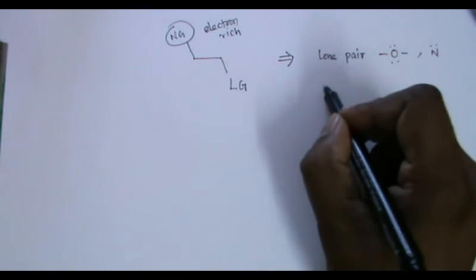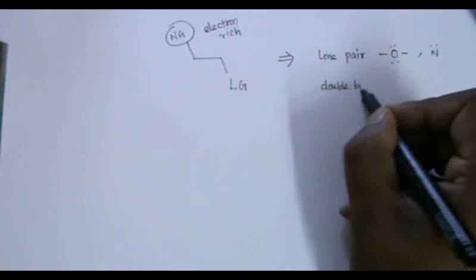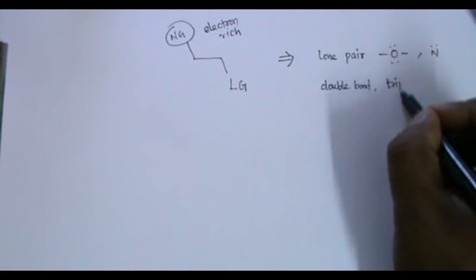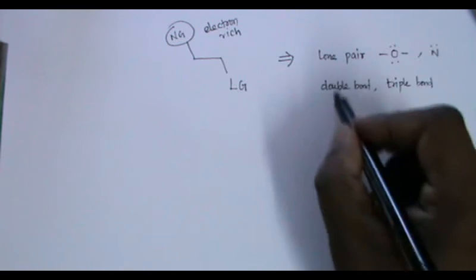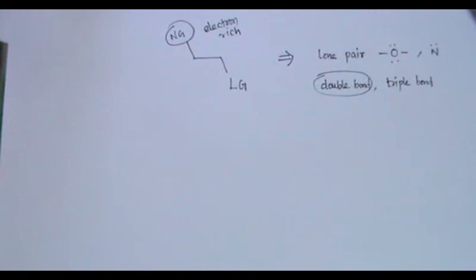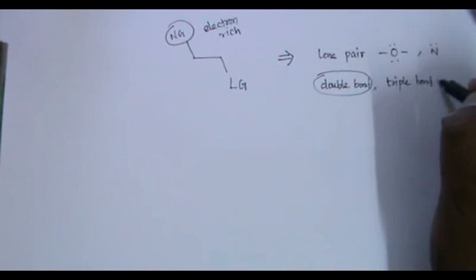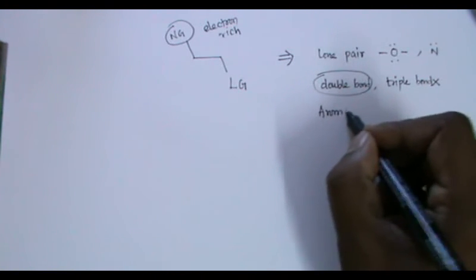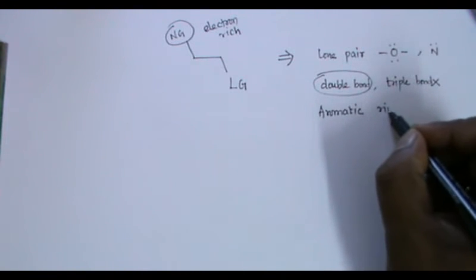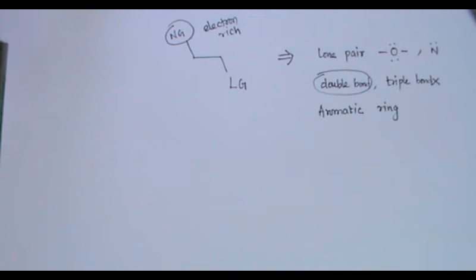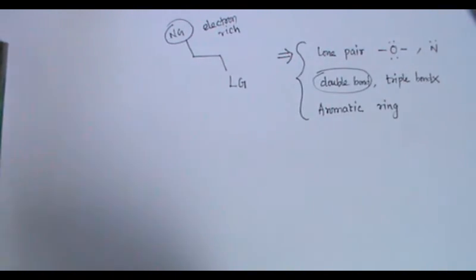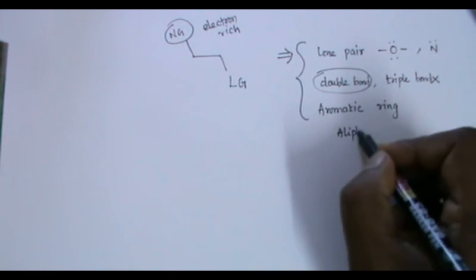The second one, it may be a double bond or triple bond. Generally we go for a double bond. If there is any double bond, it can promote. Triple bond is somewhat less, so generally we omit that. Third one, it may even be an aromatic ring. So that is the example I have given. So this is the first category. Generally these categories are in an aliphatic chain.